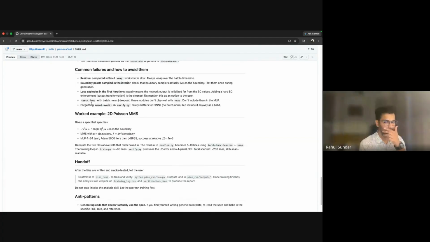Yeah. So, however, there are a couple of failure modes in PINNs which we need to avoid, which specifically come towards implementation. One is in terms of the sampling of boundary points. I don't want to get into the details, so people who have worked on PINNs can understand this better. Mainly, I'll focus on the loss explosion in the first few iterations.